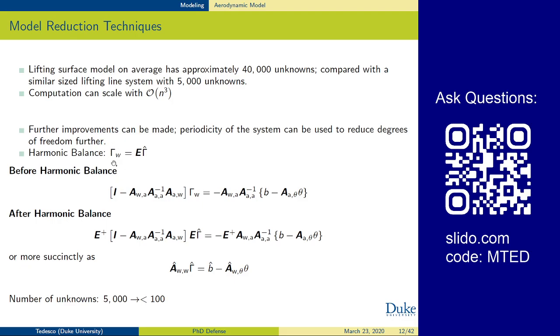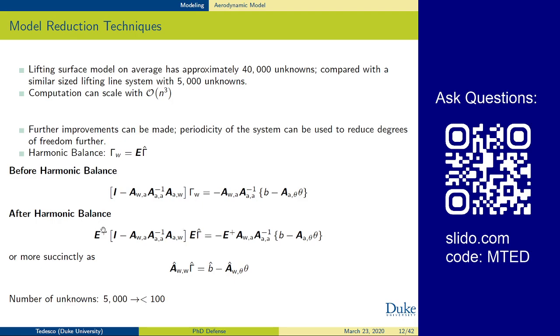So instead of looking at the time values of gamma wake, we're looking at the Fourier coefficients, gamma hat. You can think of these as sines and cosines. And this E is our inverse Fourier transform that helps us to get from one domain to the other, in this case, from the spectral back to time. So before harmonic balance, we see an equation like this. And below that, we see that gamma wake has been replaced by E gamma hat.